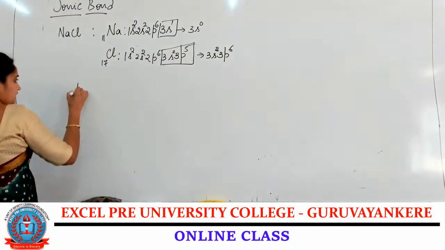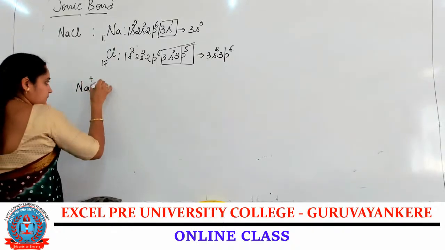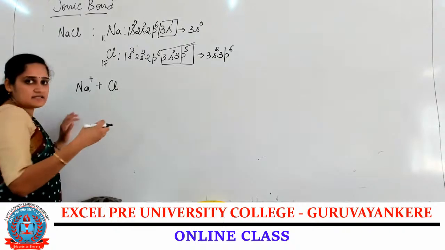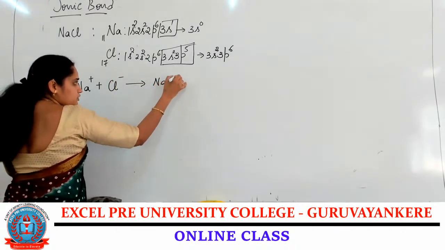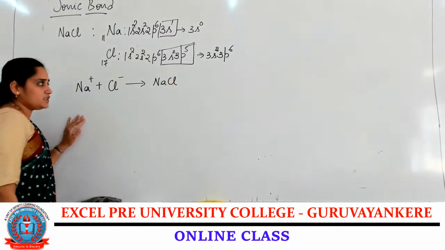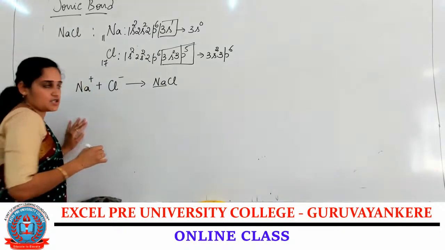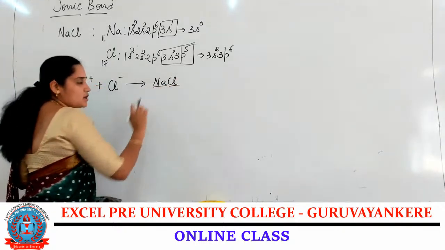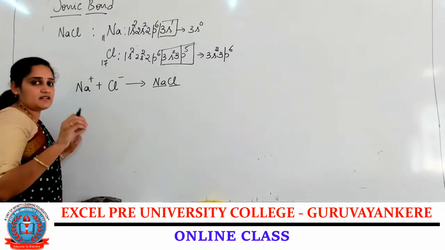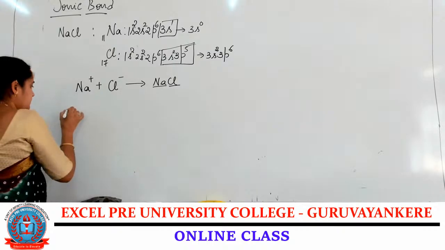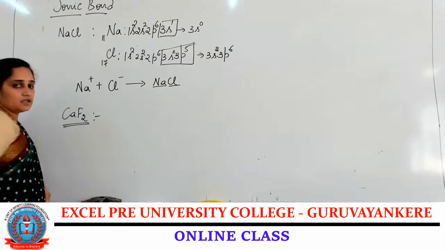So you can write it as: sodium, when it loses one electron, forms the Na plus ion. Chlorine, when it gains the electron, forms the Cl minus ion. It forms sodium chloride. During the formation of sodium chloride, sodium attains the octet electronic configuration and chlorine also attains the octet electronic configuration, so we consider sodium chloride a stable molecule. Let me take another example, the formation of calcium fluoride.